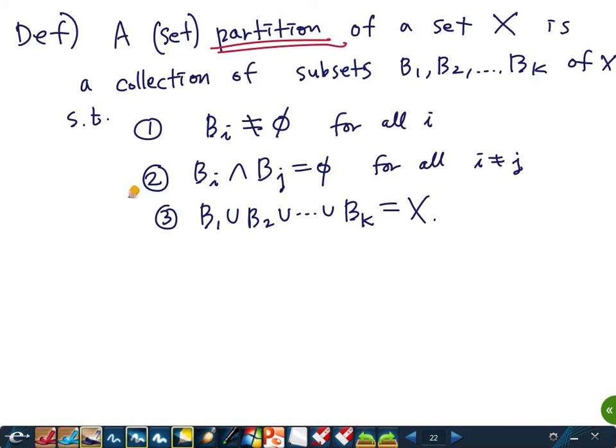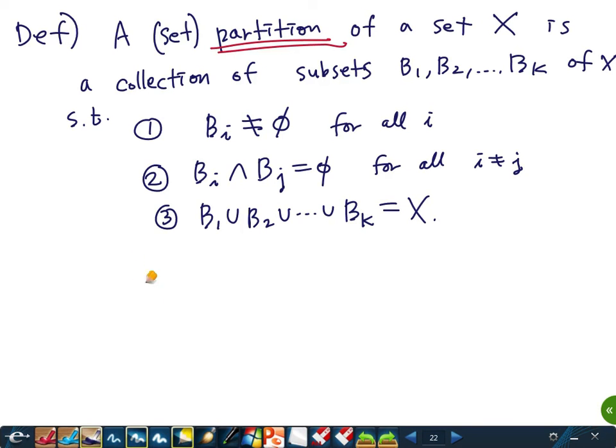Maybe this looks a bit complicated, right? We have many conditions, 3. Is this natural to you, set partition? If this is your first time seeing this definition, you may think this is not very natural. We have too many conditions, you say, right? But it is a very natural definition in some sense. Have you heard of this word partition? Where did you hear this?